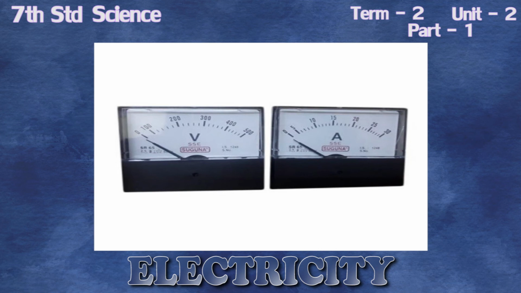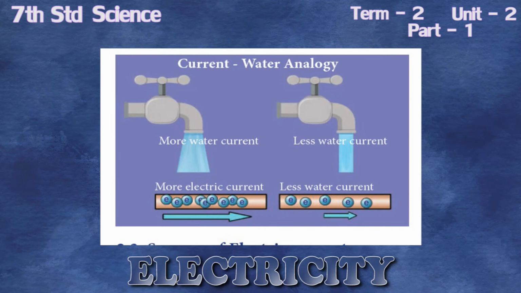The unit of potential difference is volt. The device used is the voltmeter. The electric current flows from higher potential level to the lower potential level, just like water flow.